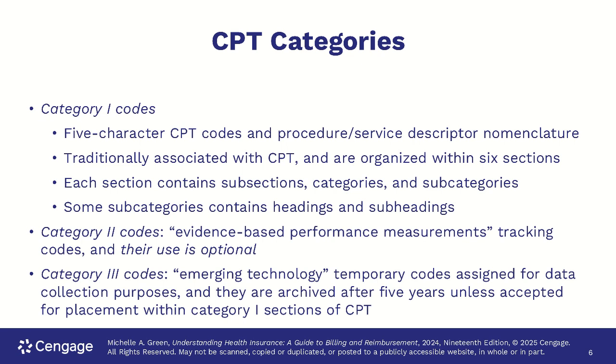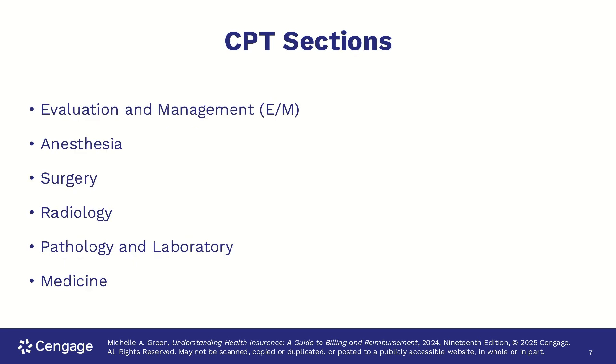into unique categories. Then we have category two codes, which are tracking codes. The use of these codes is optional. And then we have category three, which is for the latest and greatest way to do something. So all of these codes are 5 characters. However, category two codes typically end in a letter, and I think they end in the letter F, because that's escaping me right now. And then our category three codes also end in a letter, but they end in a T for temporary. And that actually makes complete sense, right?